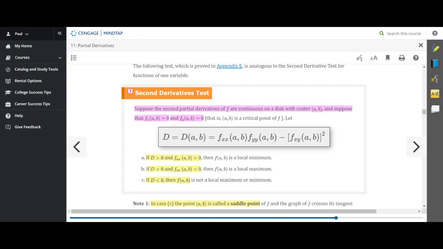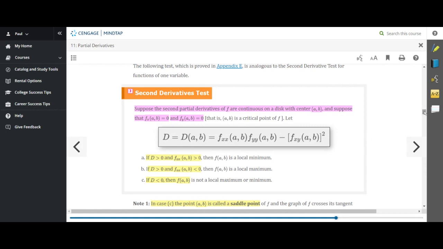Part B says if D is greater than 0 and the second partial derivative with respect to x is less than 0, then the function has a local maximum. And that makes sense, because if the second partial derivative with respect to x is less than 0, you have concave downness at that critical point, and so that critical point would indicate a maxima. And then part C says if D is less than 0, the function's not a maxima or a minima, so it would be a saddle point.